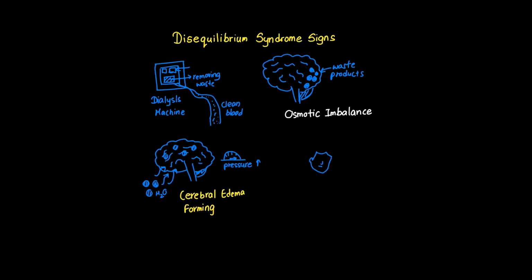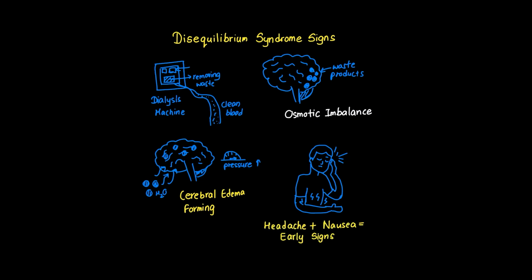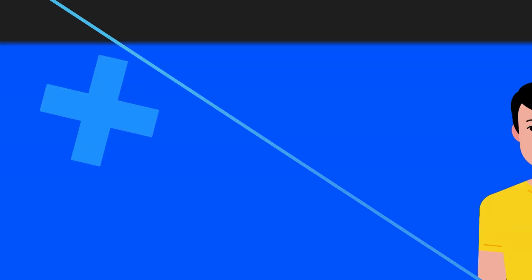This causes cerebral edema, increasing intracranial pressure. Early symptoms include headache from the pressure and nausea from brainstem irritation. Without intervention, this progresses to seizures and coma.